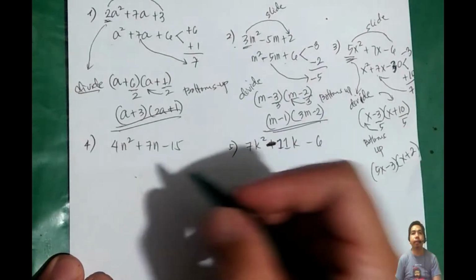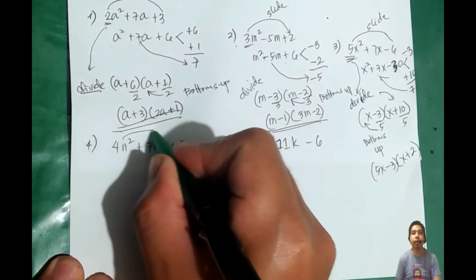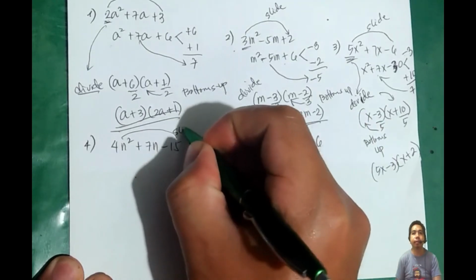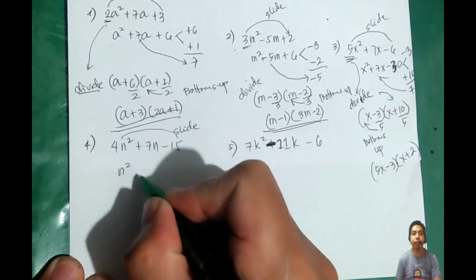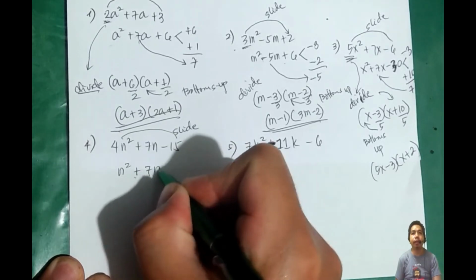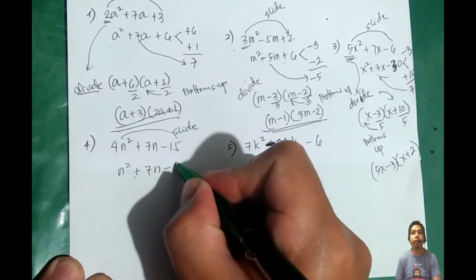4n squared plus 7n minus 15. Okay, next. Slide natin muna to. So, multiply lang. So, we have n squared plus 7n minus 60.